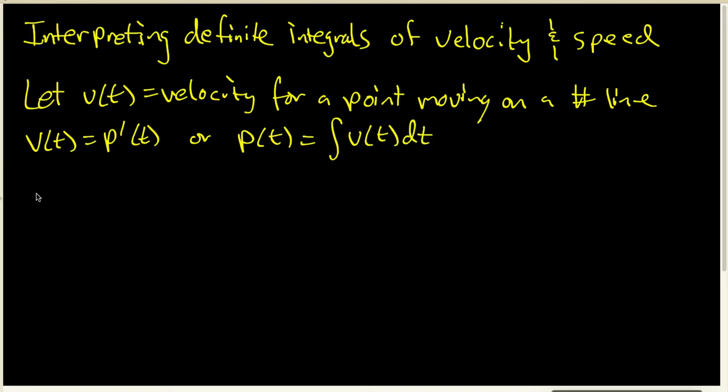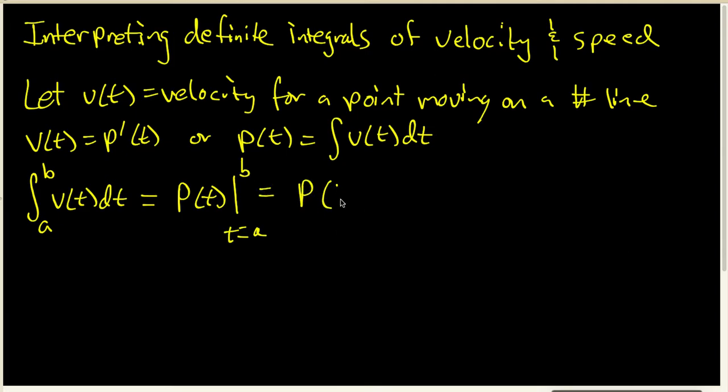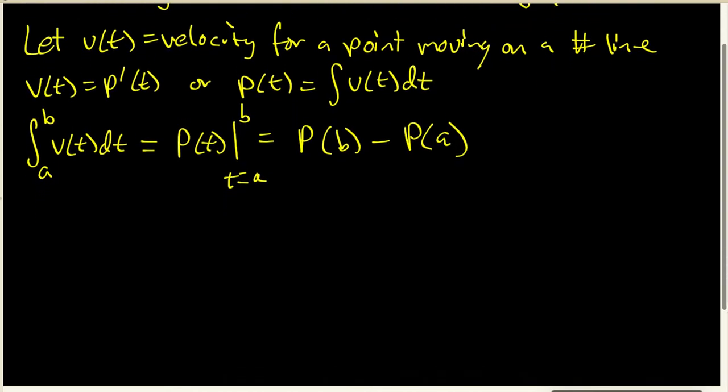And because of this fact, when we look at the definite integral from a to b of the velocity function, the fundamental theorem of calculus tells us that this is going to be p of t evaluated between t is equal to a and b. In other words, p of b minus p of a. And what I want to figure out is what this actually means in the context of movement along a number line. So let me get a number line up.